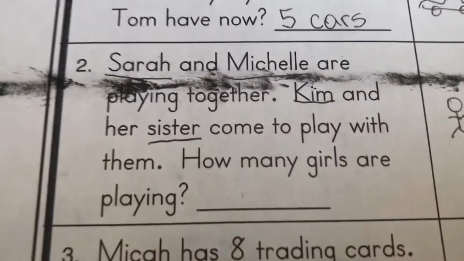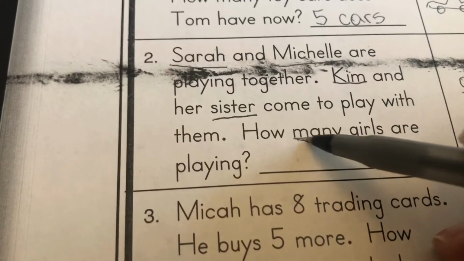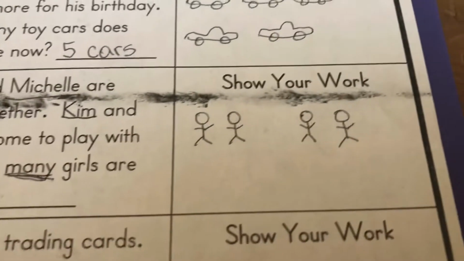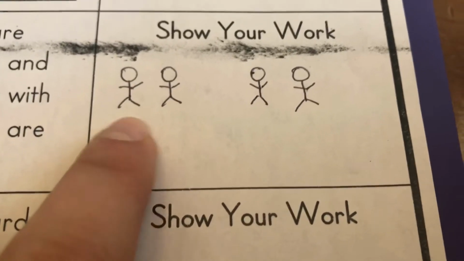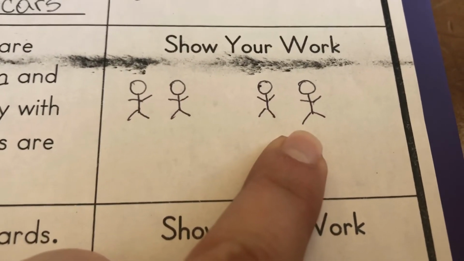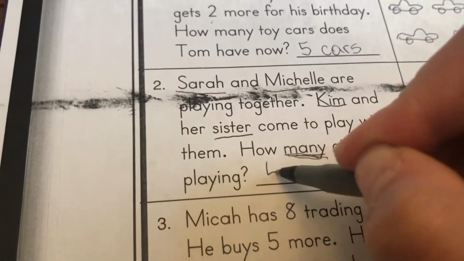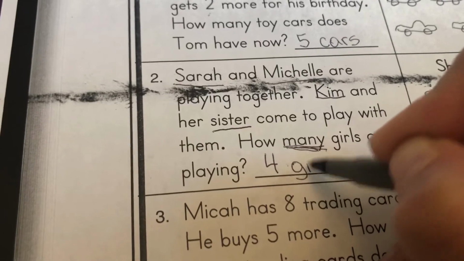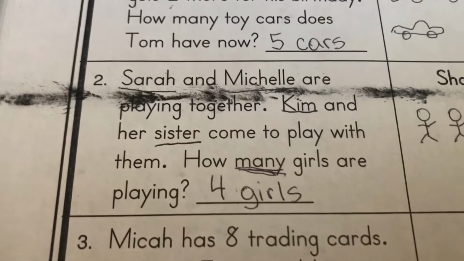So our word problem at the end says, how many girls are playing? So we've got how many, right? So we are combining the amount of people that are playing. Ready? 1, 2, 3, 4. So over here in our answer, we can write 4 girls because 4 girls are playing.